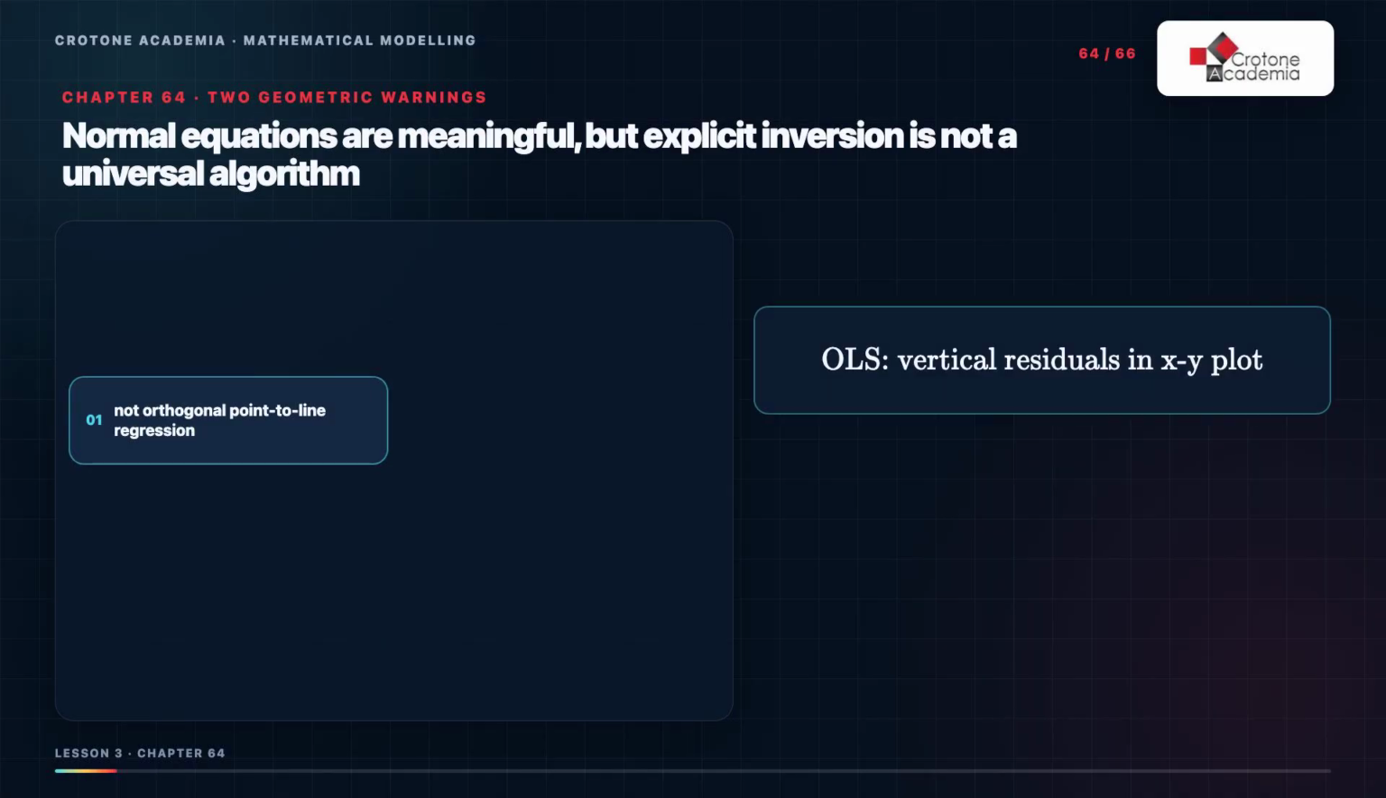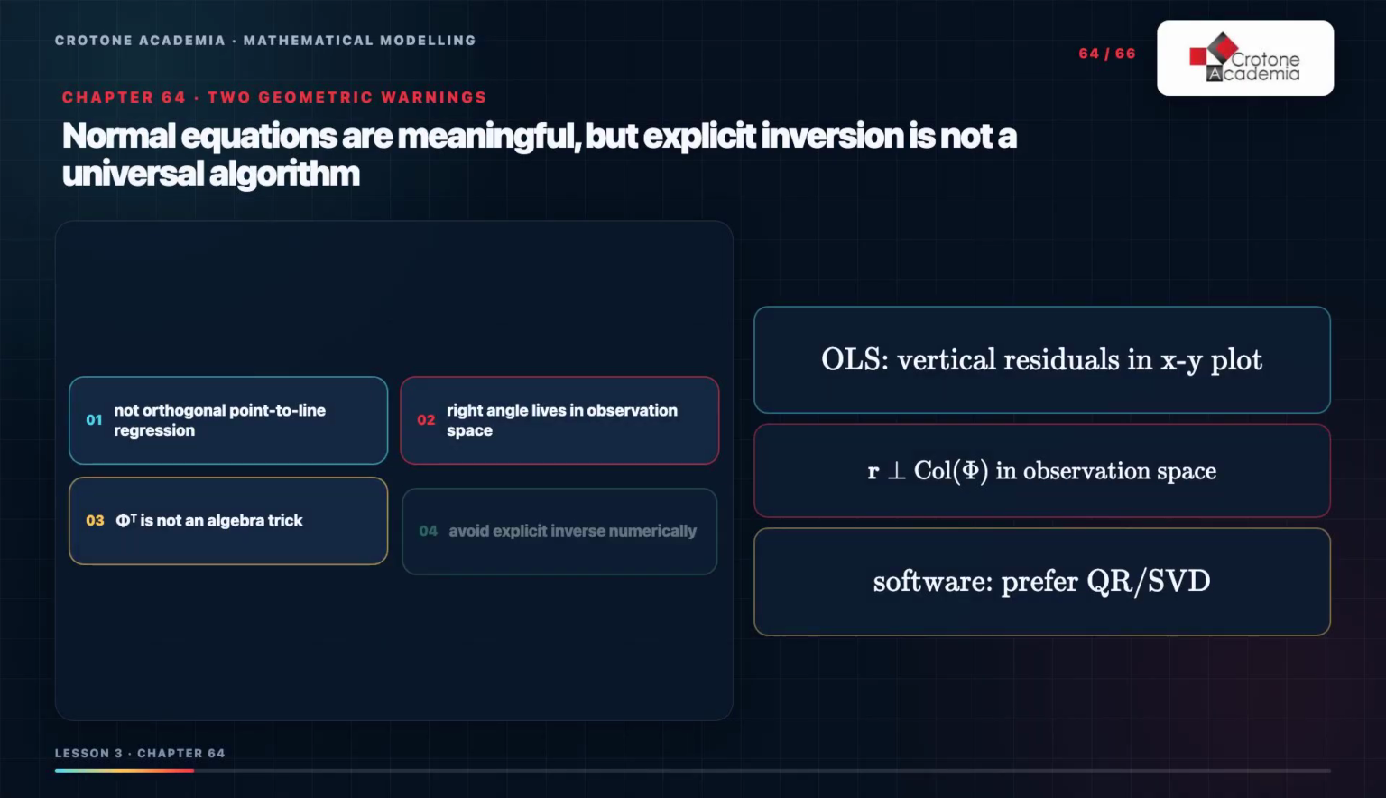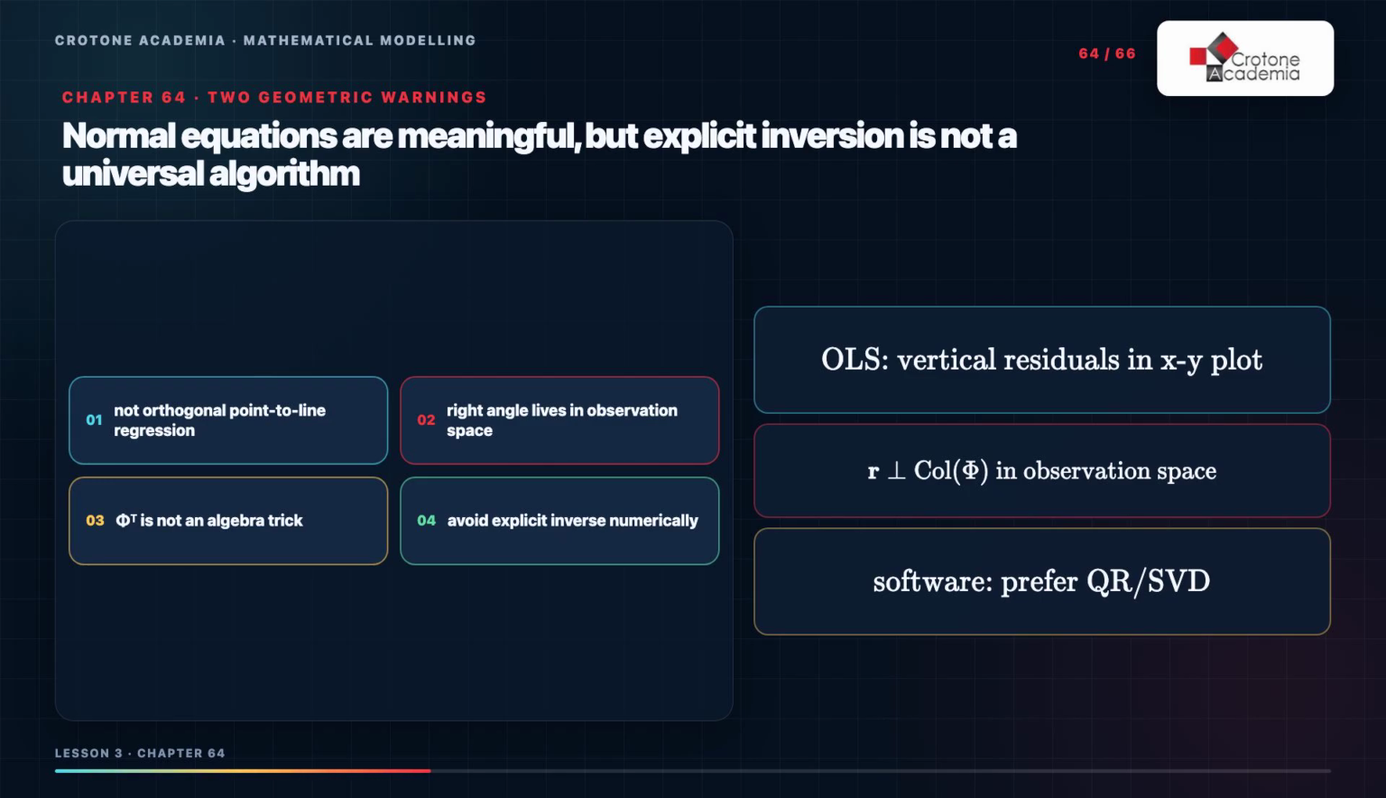2 final warnings protect the geometry and computation. Ordinary least squares minimizes vertical output residuals in the xy plot, not perpendicular point-to-line distances. The complete residual vector is perpendicular to col phi in observation space. And while the inverse formula reveals the structure, reliable software should generally solve least squares with QR, SVD, or a dedicated solver instead of explicitly forming the inverse.